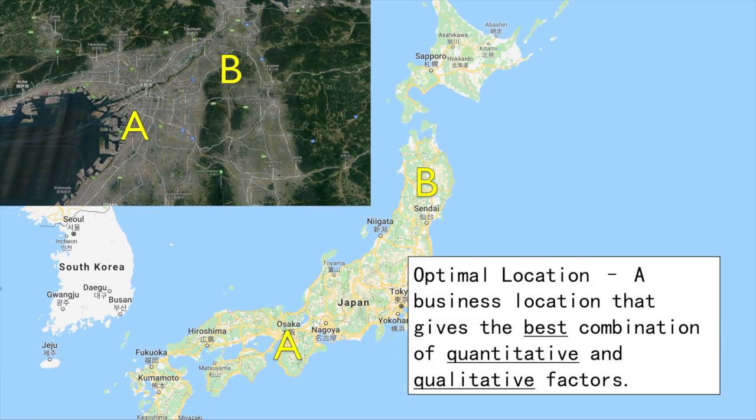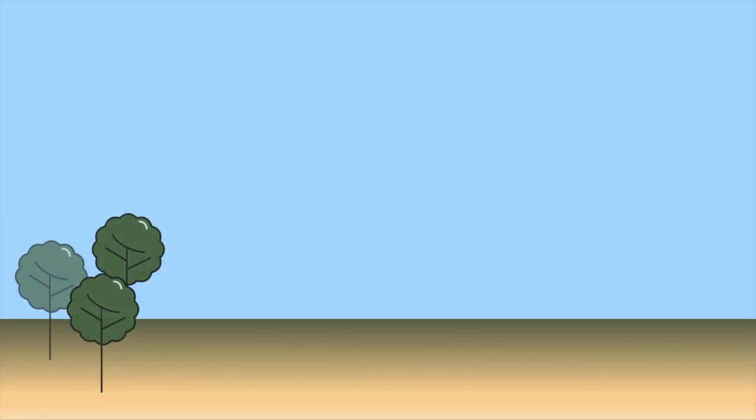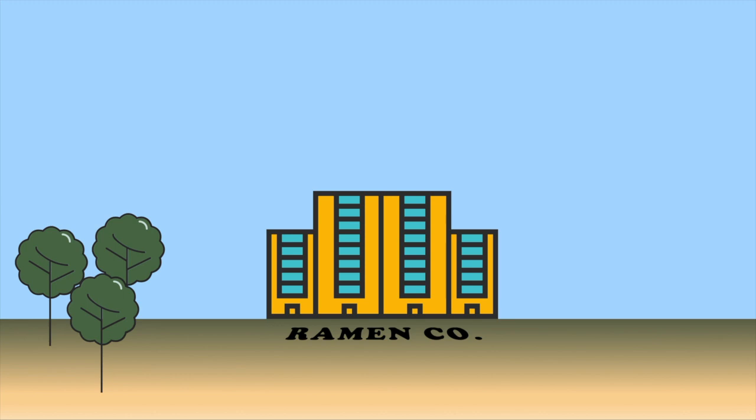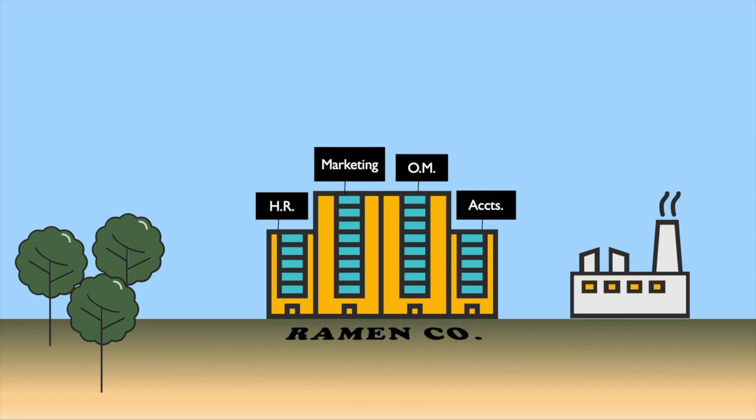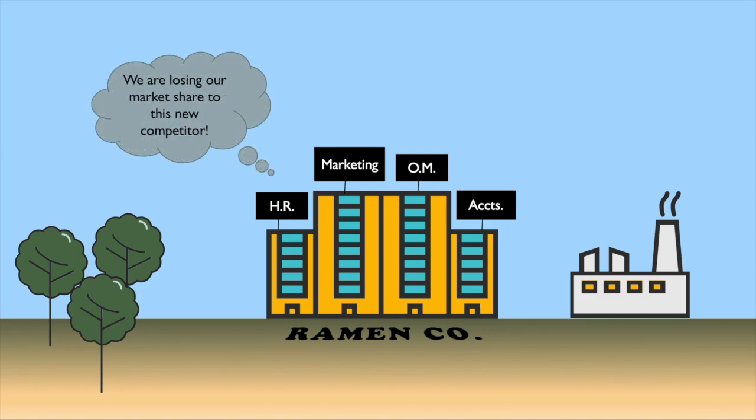Okay, so let's talk about maybe some things on a larger scale. Ramen Co. This is a large, well established ramen making business, and they have their production facility right on site. They have all four of their functional departments in a large headquarters. They make a lot of money, and they have noticed that there is a new competitor and they're starting to lose their market share. And what they need to do is reduce their operating costs.